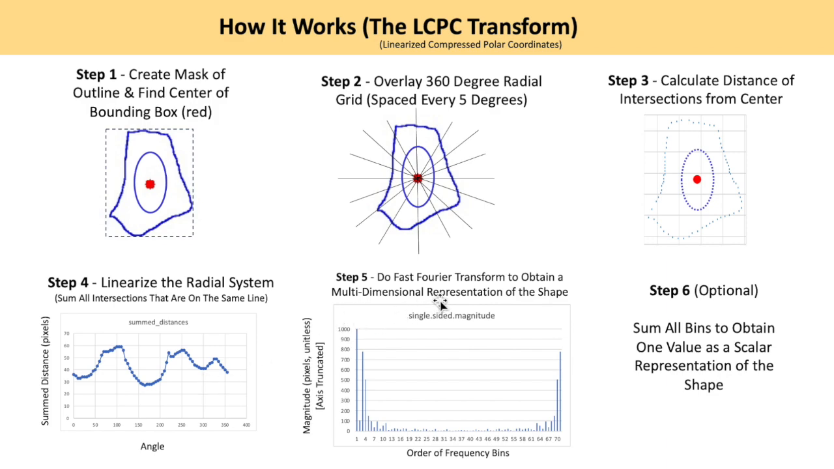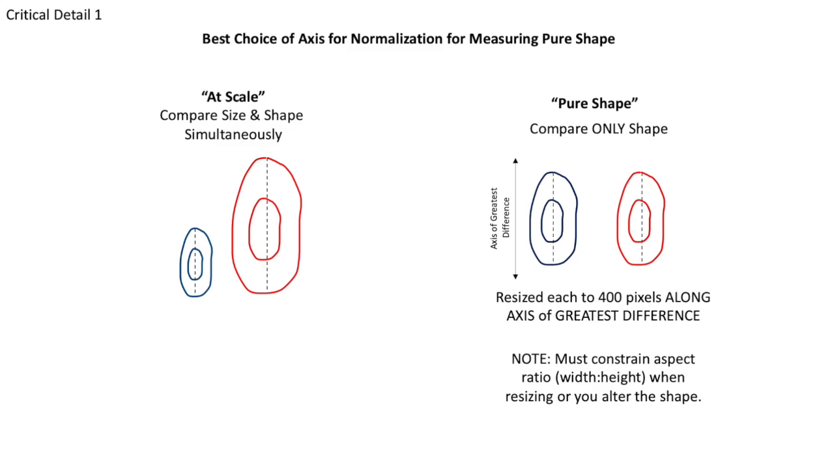Then in step 5, ShapeGenie will apply the fast Fourier transform on the data in step 4 to get a frequency spectrum. And this frequency spectrum is a multi-dimensional representation of the shape that you began with in step 1. Now you can analyze the shape data based on this multi-dimensional system of numbers, or you can derive a scalar value in the form of an index. For example, summing all of these blue bars together into one number would give an index that we call sum all bins. But first we have to talk about some critical details.